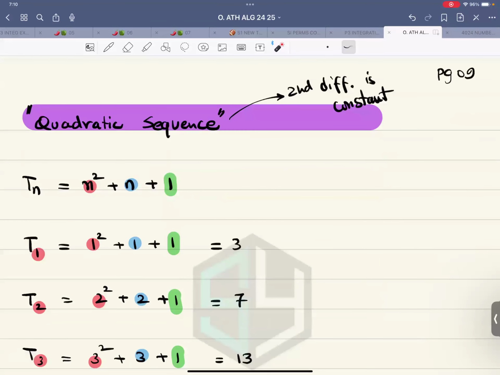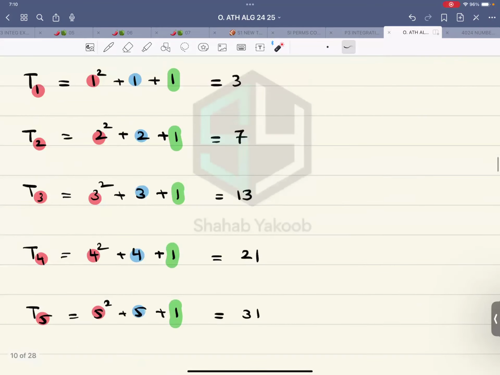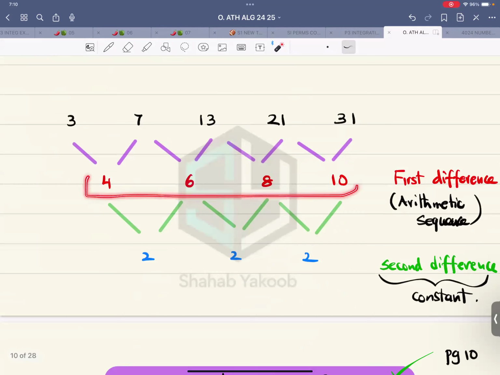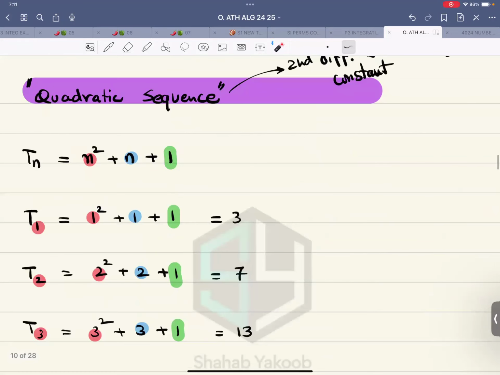Quadratic sequence. What is a quadratic sequence? The second difference is constant. So we wrote this thing, Tn is n square plus n plus 1, and then we plugged in different values of n. So 1 is 1 square, 2 is 2 square, 3 is 3 square, plus n, plus 1, plus 2, plus 3, and this one is a constant. So these are the different numbers that we get. When we do the observation, the first difference is an arithmetic sequence. That means the second difference is constant. That means if the second difference is constant, this is known as a quadratic sequence.